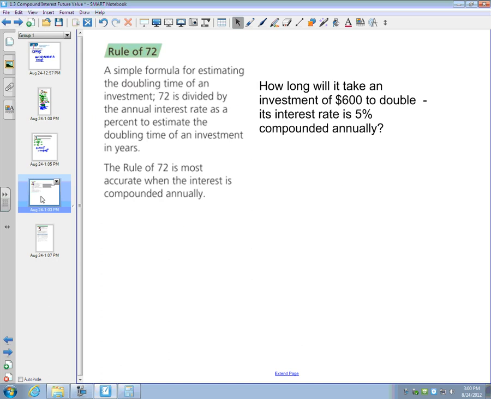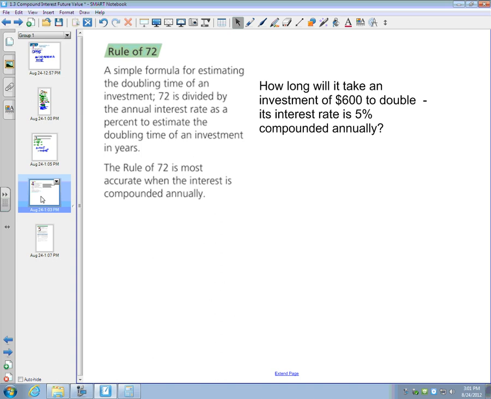Last thing we have to learn, the rule of 72 is a simple formula for estimating the doubling time of an investment. 72 is divided by the annual interest rate as a percent to estimate the doubling time of an investment in years. So basically what I'm saying is how long will it take for my money to double? The rule of 72 is most accurate when the interest is compounded annually. So better when you say annual versus quarterly or monthly.